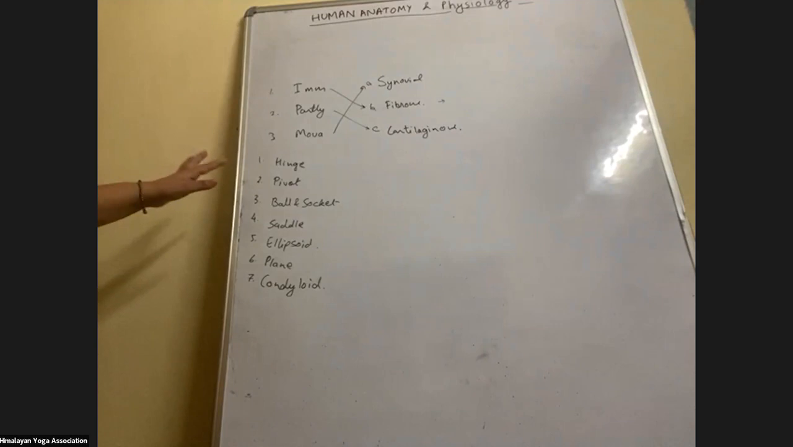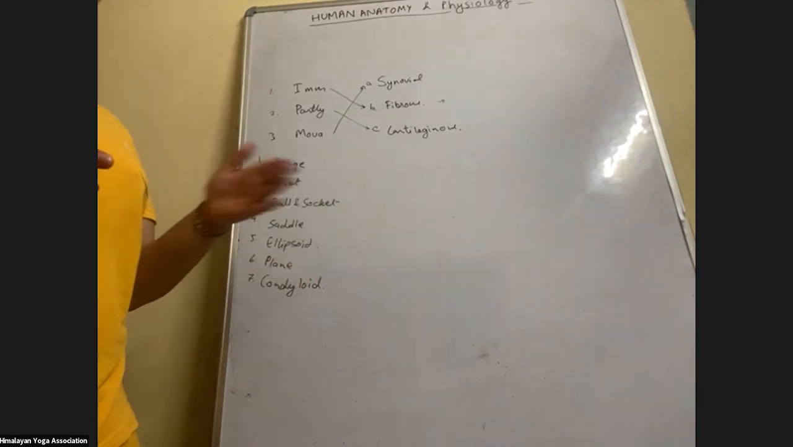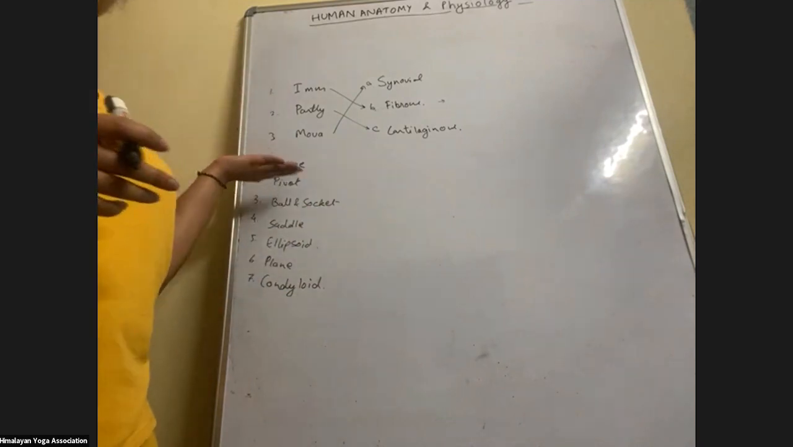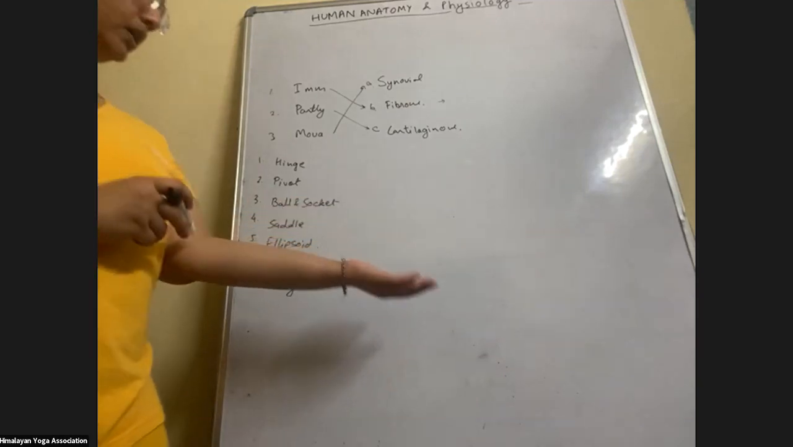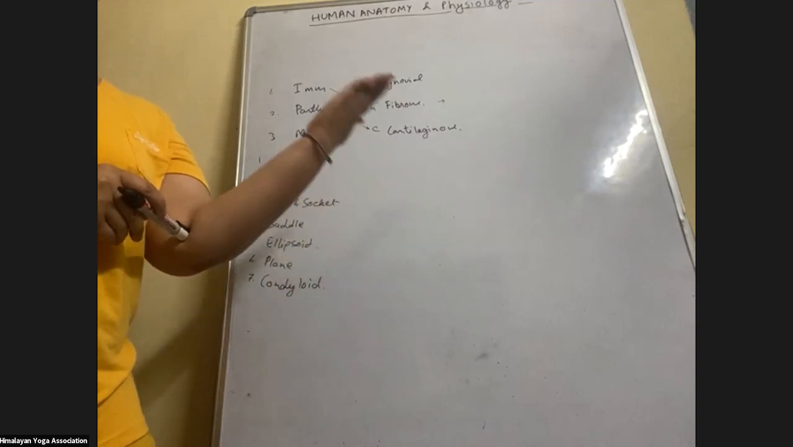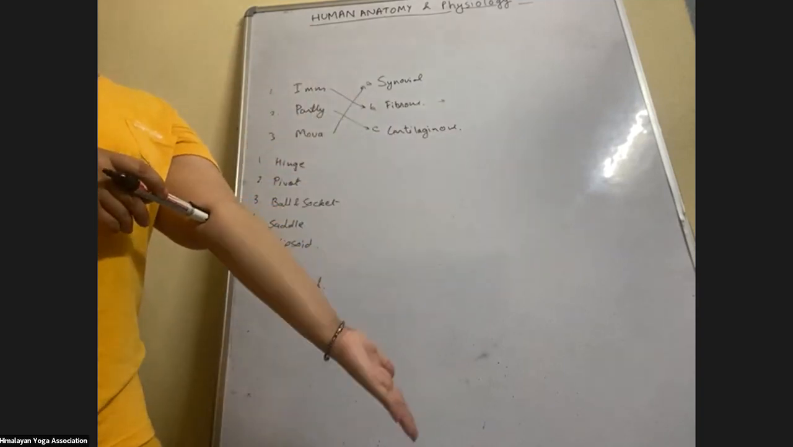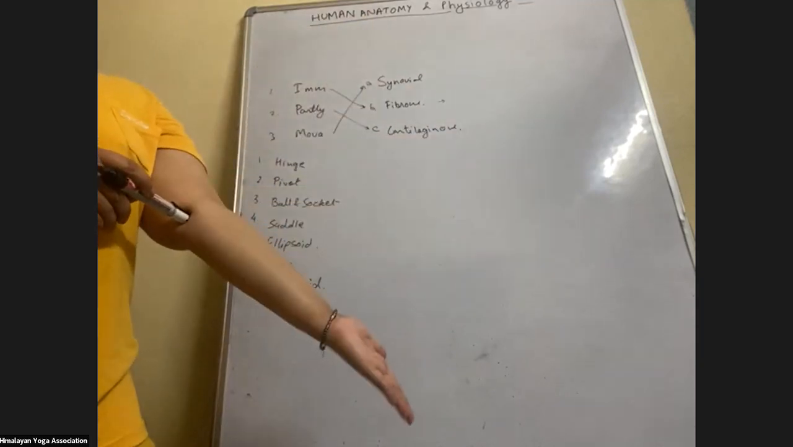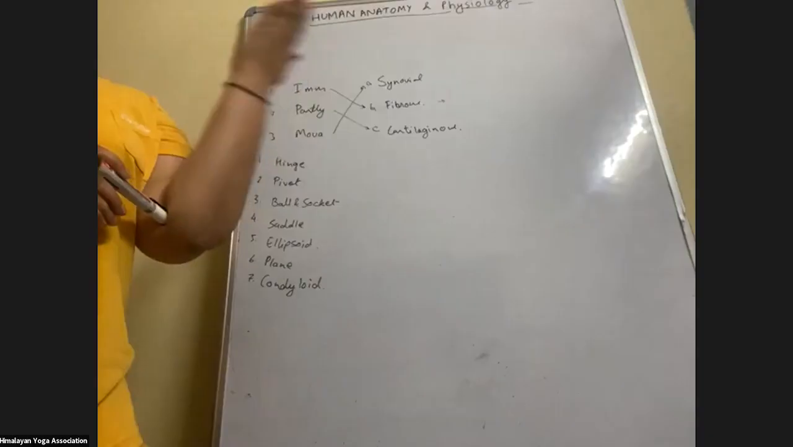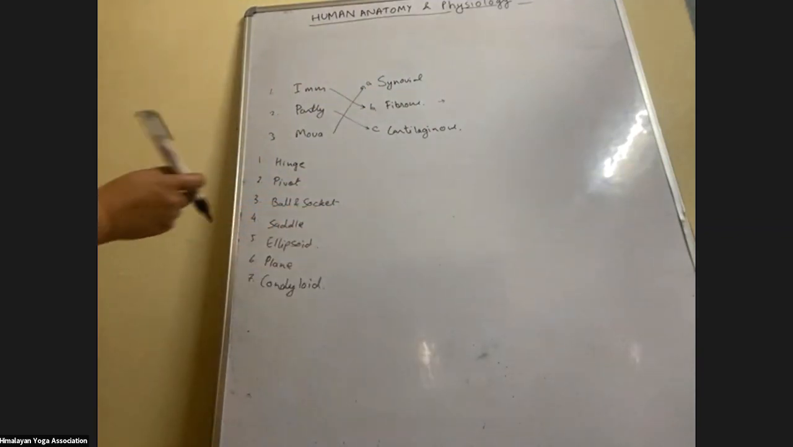So hinge is like a door. The door rotates around its one axis, similarly the hinge joint. Can you give an example of a hinge joint? Elbow and knee. So in this hinge joint, this is the axis and this is the door, so it is moving only along one axis. What kind of movement is this? Flexion and extension. Yes, very good.